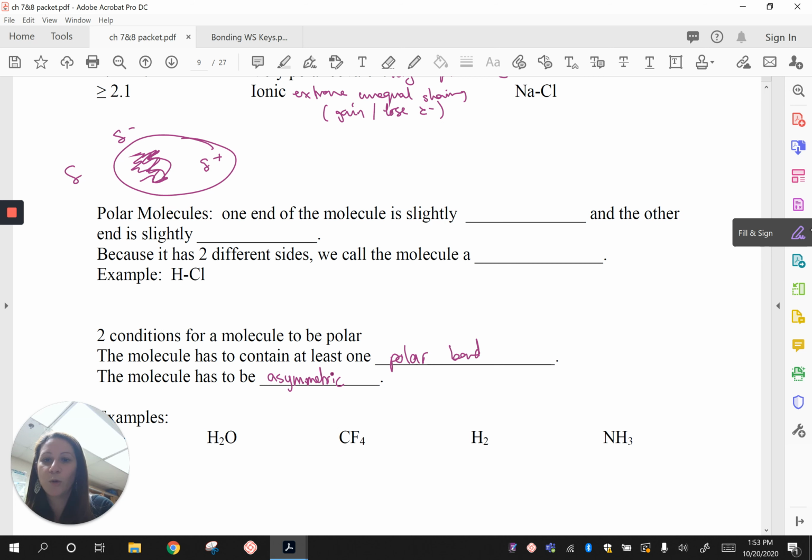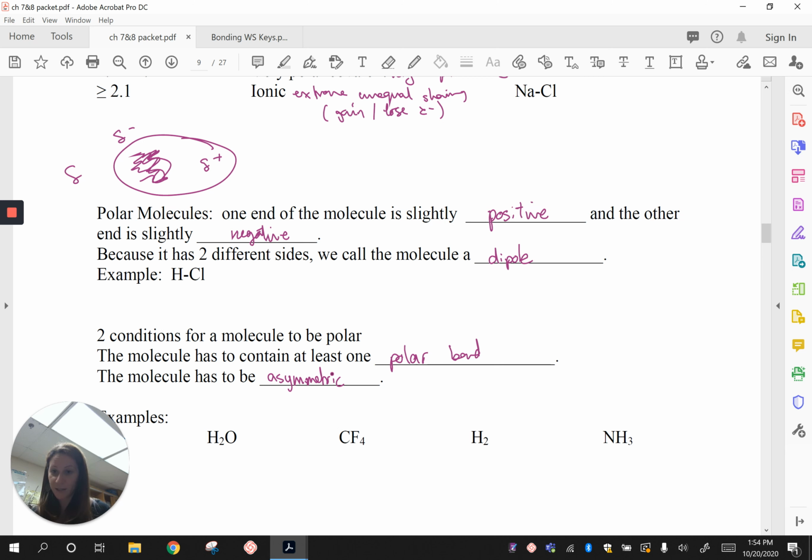So in a polar molecule, one end is slightly positive. That's the side that doesn't have as many electrons around, and one side is partially negative. So the whole molecule is not really sharing the electrons equally, is what that means. So that's sided. One side is partial negative, one side is partial positive. Because it has two different sides, we call it a dipole, or that it has a dipole moment. Di means two, pole means side. So it's a dipole, it means it's sided, it has two sides.